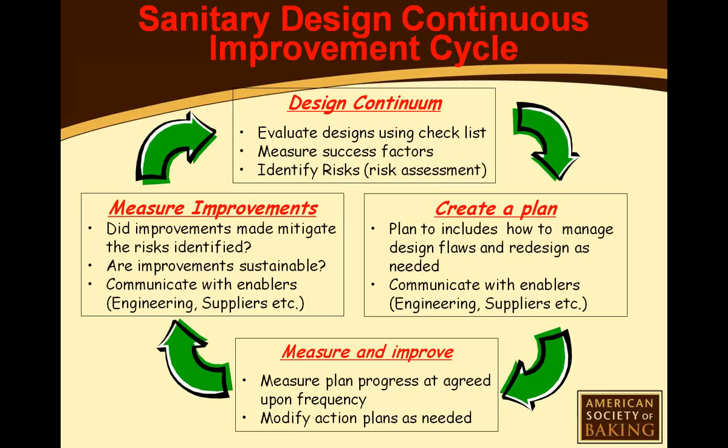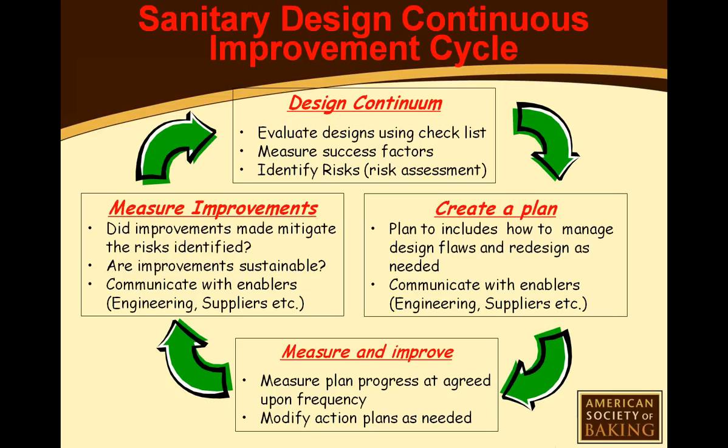The continuous improvement cycle is appropriately applied to sanitation design as well. This cycle of improvement is also known as plan, do, check, act when using lean problem-solving methods. As you can see, the evaluation of the designs with a checklist and identify the risks. You can create a plan and manage changes to ensure design flaws are addressed. And the checklist is also an excellent tool for communication. We can measure and improve and check against current cleaning methods to ensure improvements are upheld.